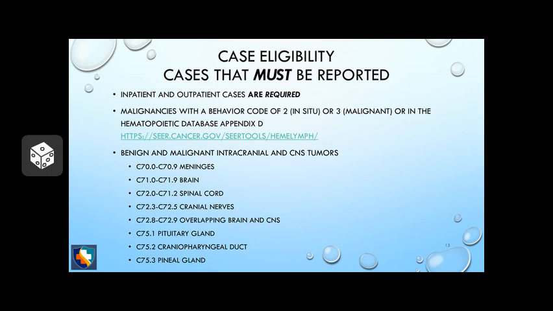Benign primary intracranial and central nervous system tumors became reportable January 1st, 2004. The applicable list of benign and malignant intracranial and central nervous system tumors is included on this slide.